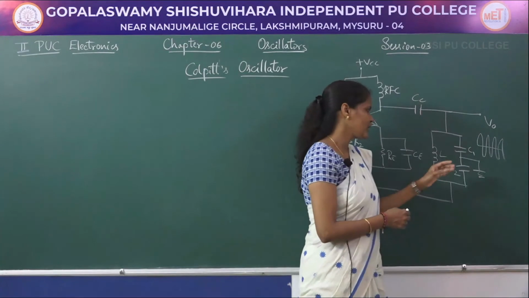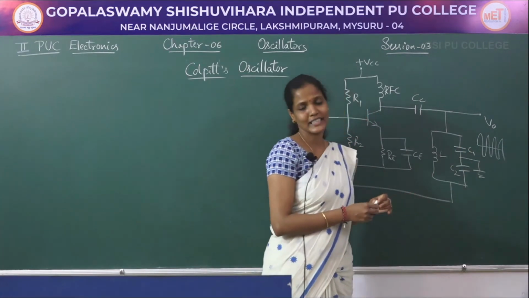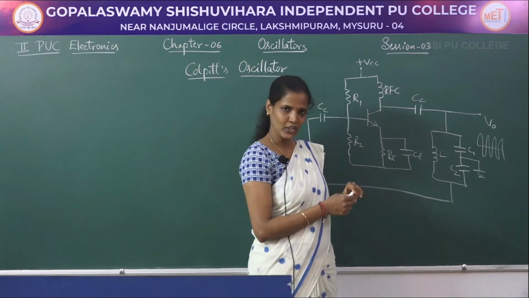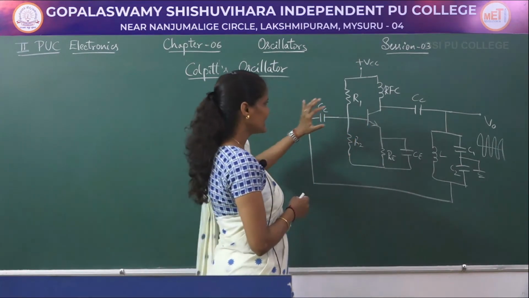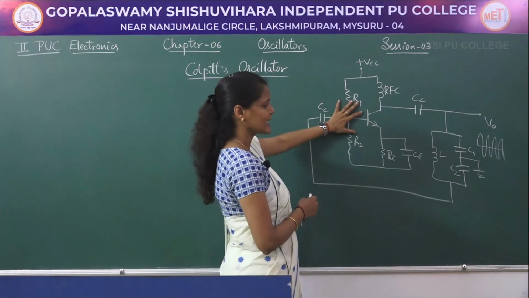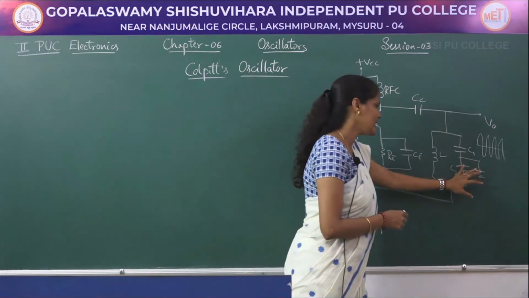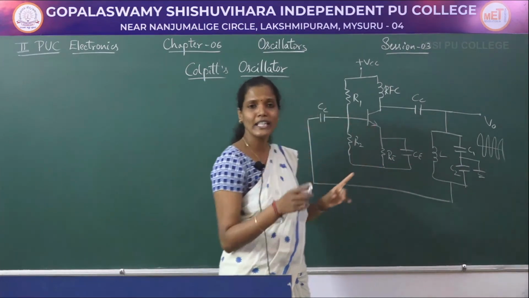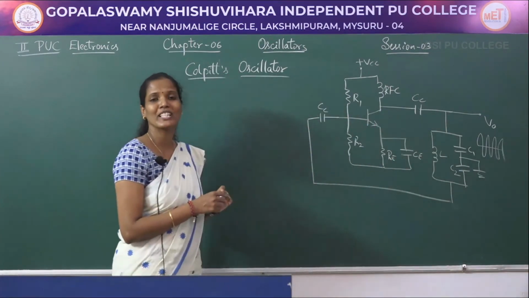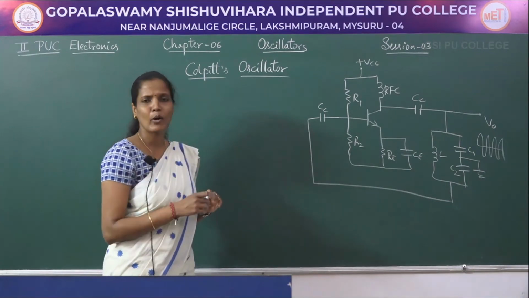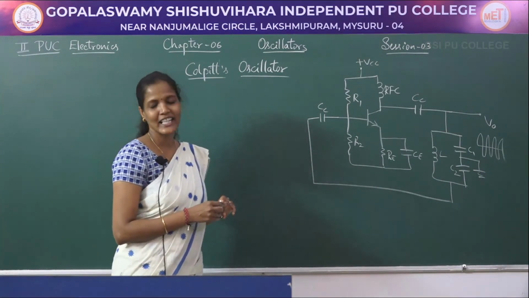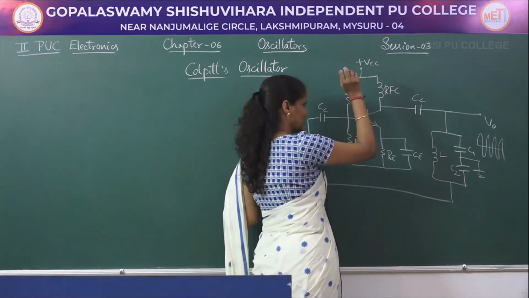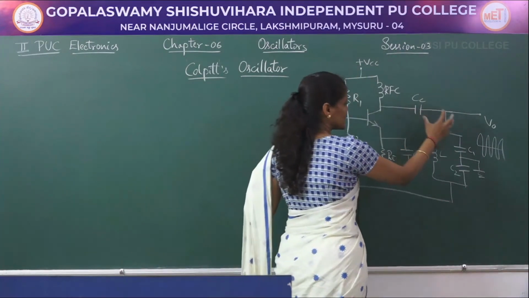In this tank circuit, C1 and C2 are connected in such a way that they are opposite in phase with each other. In this circuit, a 180-degree phase shift will be provided by the amplifier circuit and the other 180 degrees will be provided by the tank circuit. So totally there will be a phase shift of 360 degrees, which is one of the important criteria in order to generate the sustained oscillations.